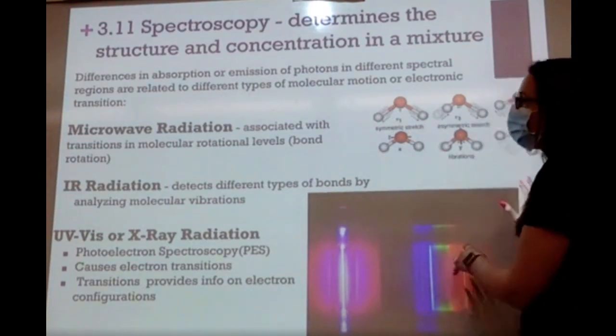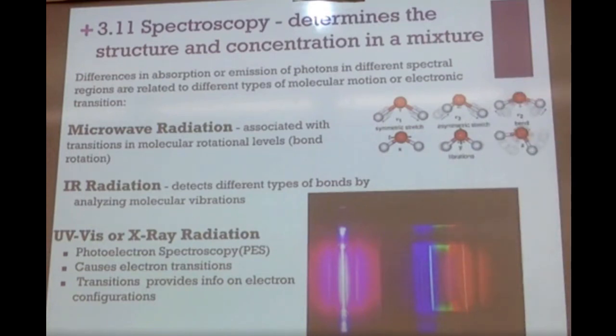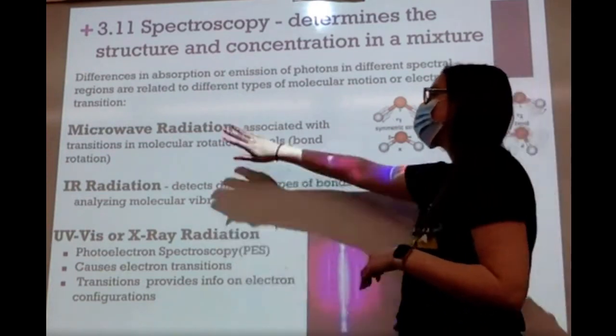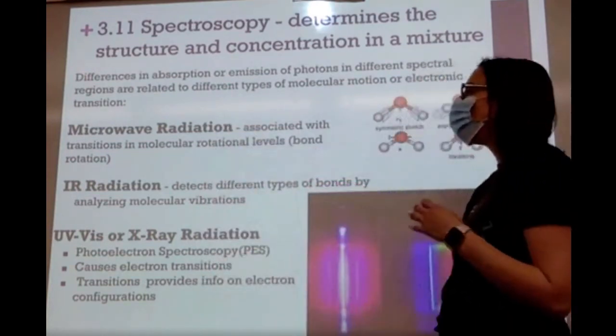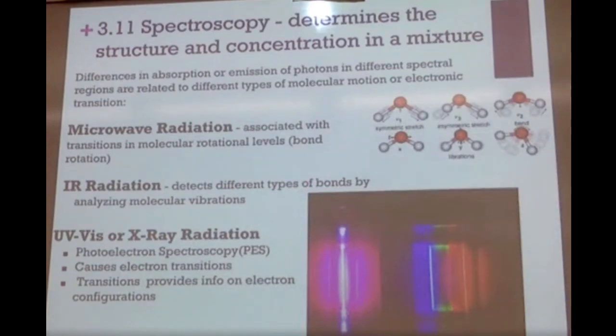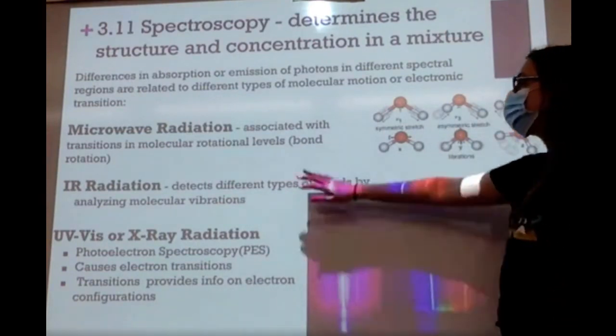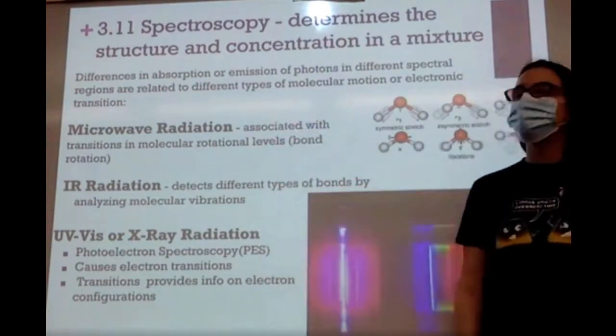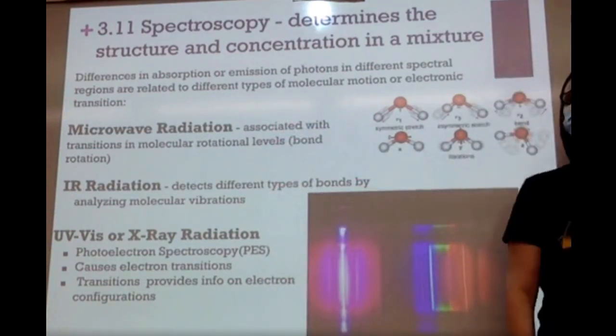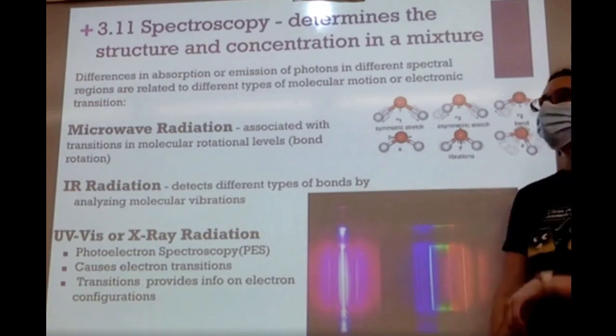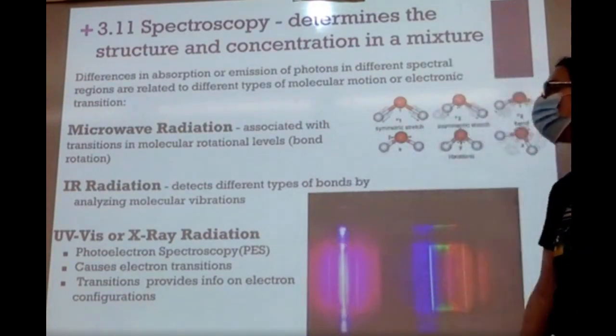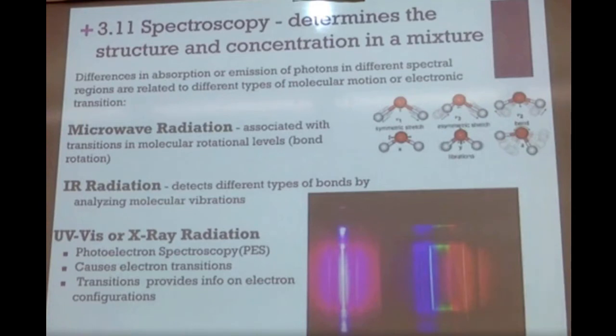Well, the difference between all of these different types of spectroscopy, we can actually look at how that relates to molecular motion. So College Board wants you to know these 3 types of spectroscopy and what we can figure out from those 3 types. So what that probably means is you just need to memorize these 3 types of radiation. One of them we'll be able to have a way to remember. So the first is microwave. Microwave radiation is associated with molecular rotation, so bond rotation.